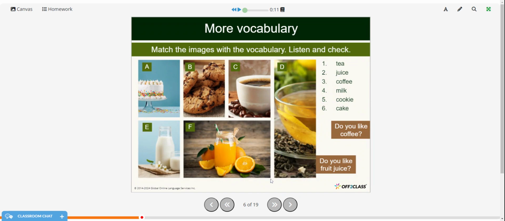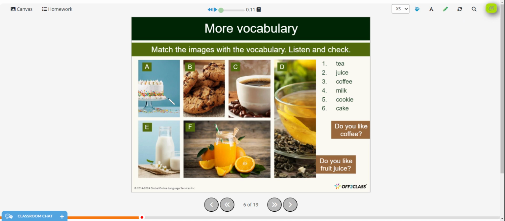All right, so again, we're going to try to match the images with the vocabulary. So again, you can just pause the video, take a look at these items and see if you can match them with their correct names on the right. So you can pause the video while you do that and then restart when you're ready to check your answers.